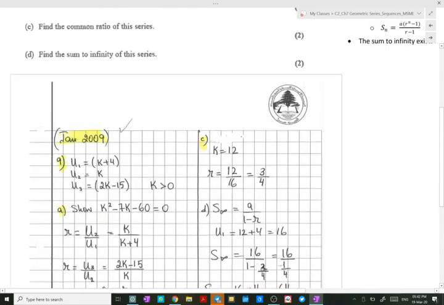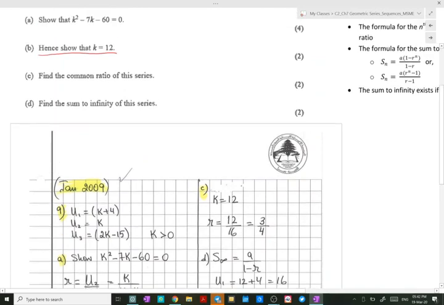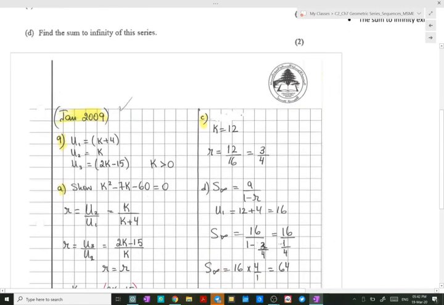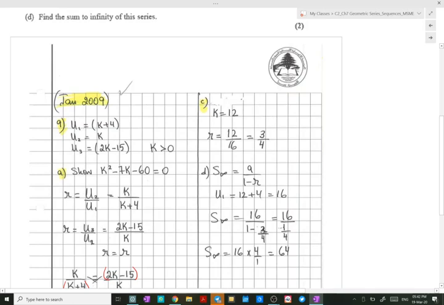Part C, they are asking to find the common ratio of this series. To find the common ratio, you choose either one of these and replace the value of k, which is equal to 12. Now k over k plus 4 is easier for us to calculate, and it will minimize mistakes. So you replace k by 12, and 12 plus 4 is 16, so r is equal to 3 over 4.